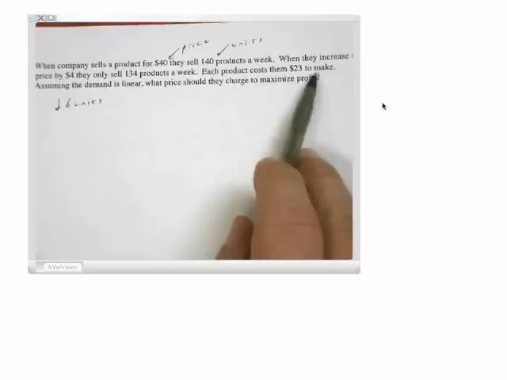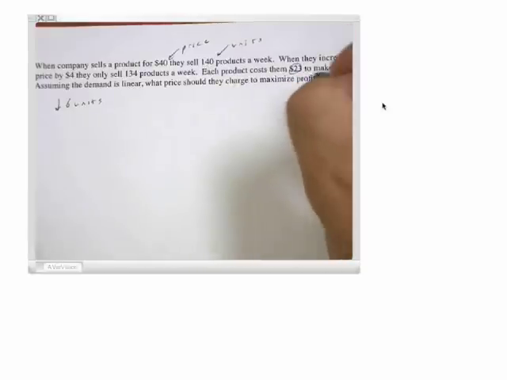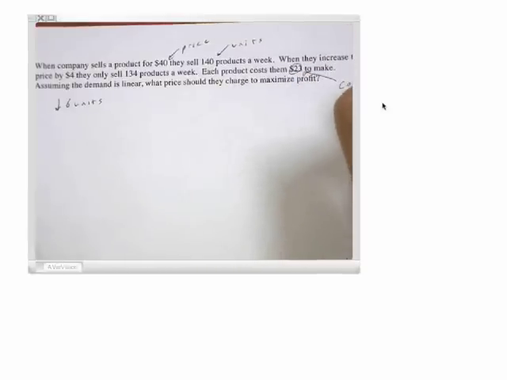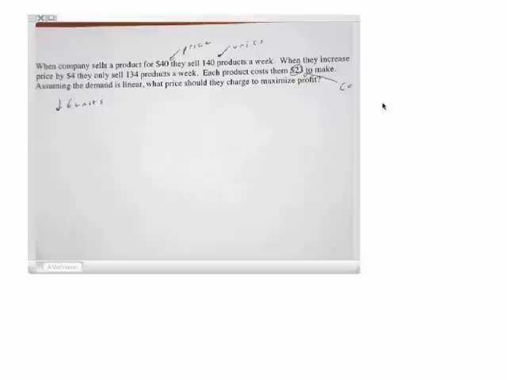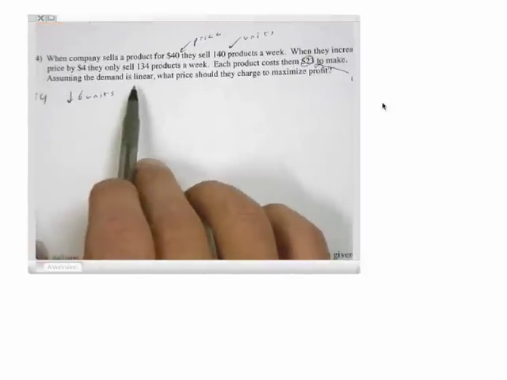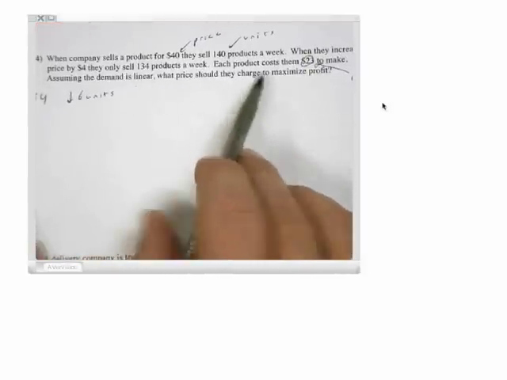Each product costs them $23 to make. Okay? So my cost per unit is $23. Assuming the demand is linear, what price should they charge to maximize their profit?